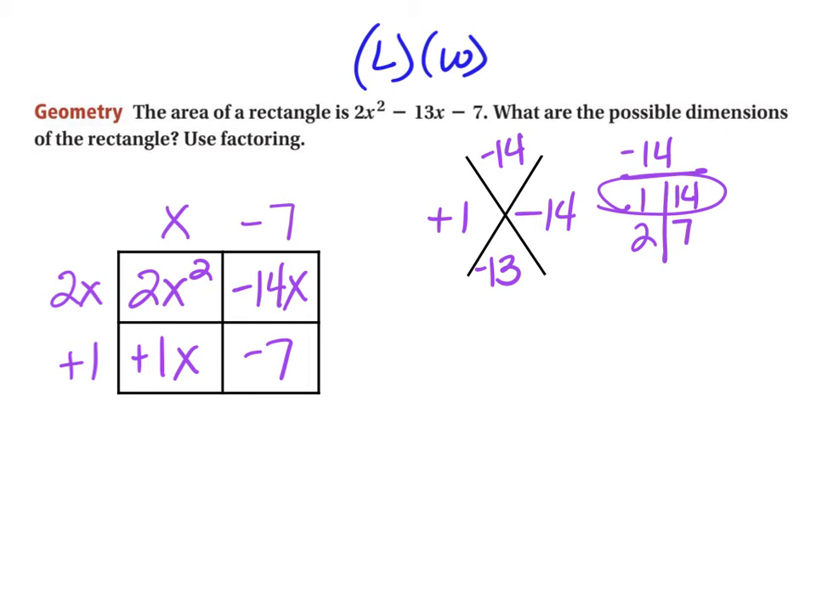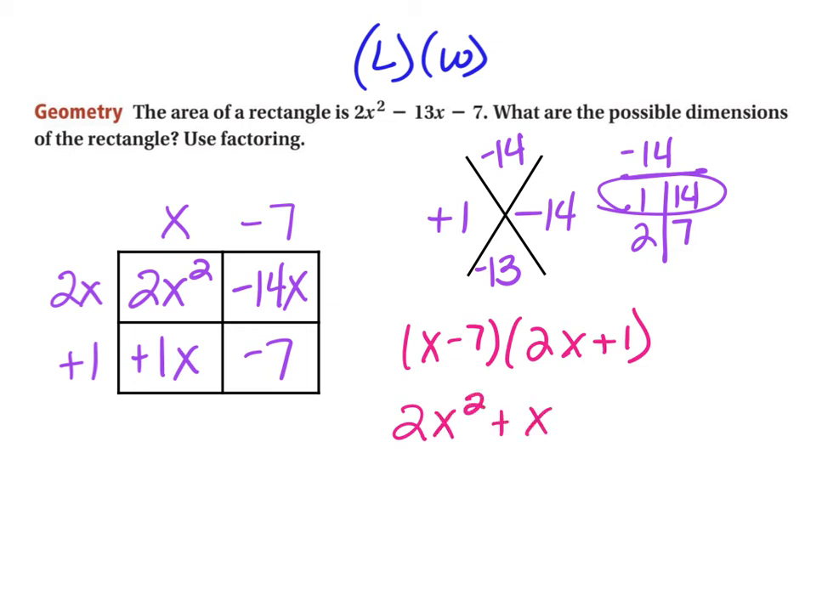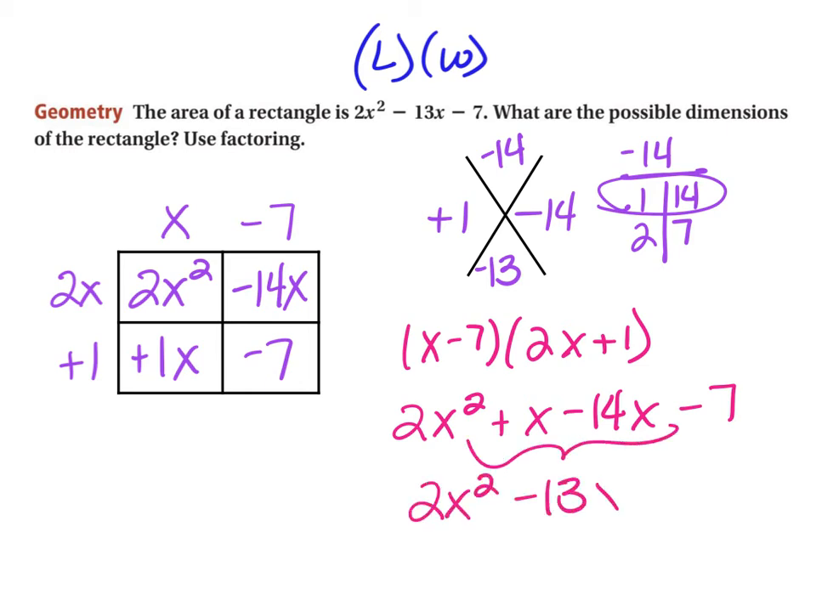So when I go to write these guys out, I have x minus 7 times 2x plus 1. So 2x squared plus x minus 14x minus 7. Combining my like terms, I have 2x squared minus 13x minus 7.